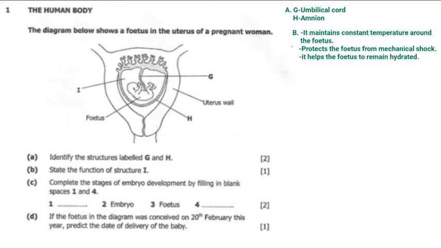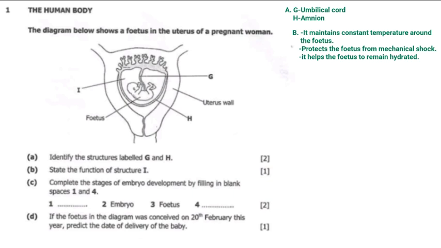Question C was as follows: complete the stages of embryo development by filling in blank spaces 1 and 4. So we need to fill in blank spaces 1 and 4. What happens first before the embryo becomes an embryo? What is it called first in the early stage of the fetus?